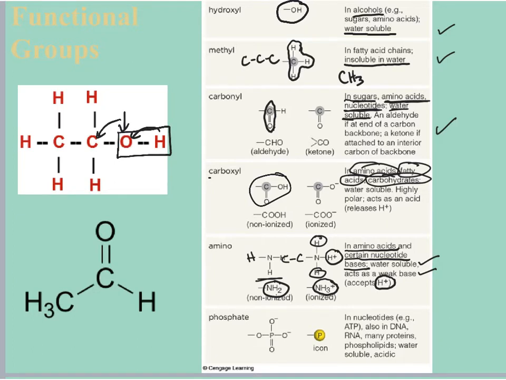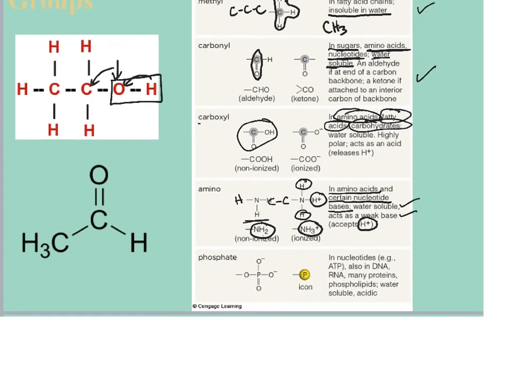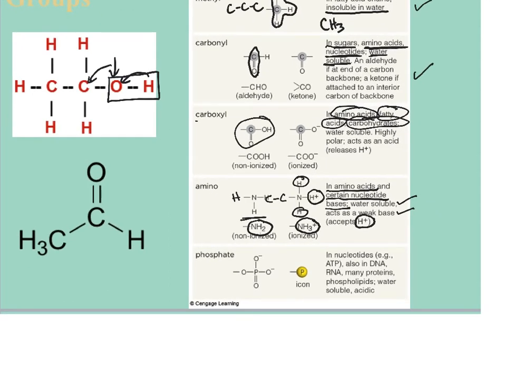All right, and then phosphate groups. Let me move this slide up a little bit so you can see. A phosphate group is where you have a phosphorus right here in the center bonded to four oxygen atoms. This is something we're going to talk a whole lot about as we move through the semester. We abbreviate that as PO4.